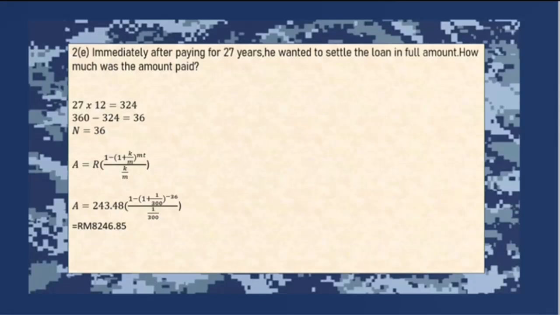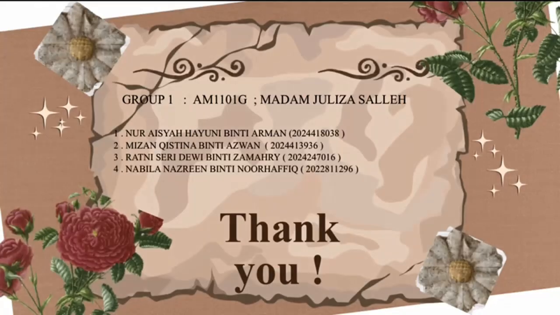After that, R is 243.48, while K over M is 1 over 300 at the power of minus 36, and K over M is 1 over 300. Means A equals to 8,246 ringgit 0.85 cents.